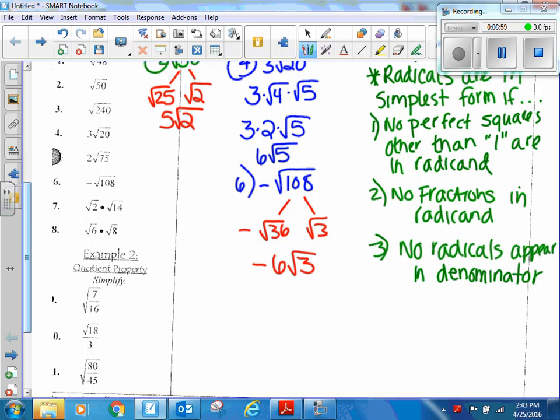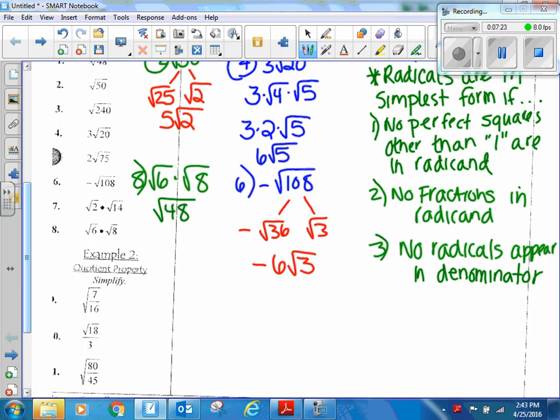All right, one last one on here. I'm going to do number 8, over here. Sorry, you might want to organize your paper a little better than I am. So I have the square root of 6 and the square root of 8. The first thing I'm going to do is multiply these together and get the square root of 48. And then I'm going to see if I can simplify the square root of 48.